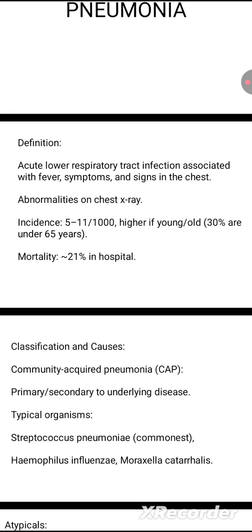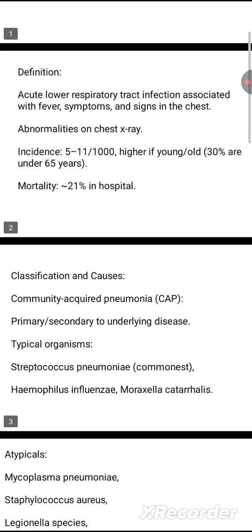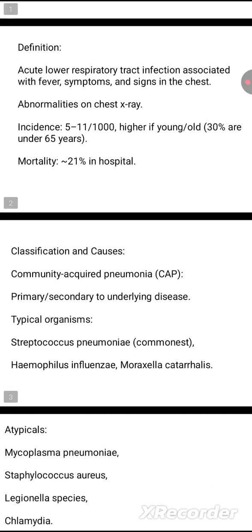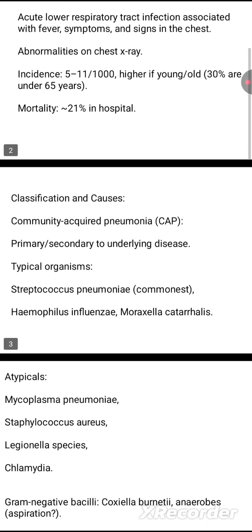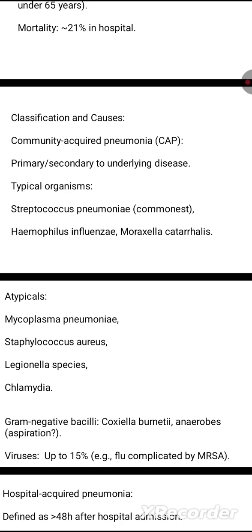The incidence is usually 5 to 11 per 100,000, and it can be higher if young or old. 30% are usually under 65 years. Mortality rate is about 21% in hospital. Classified into community acquired, primary or secondary, depending on the underlying cause.